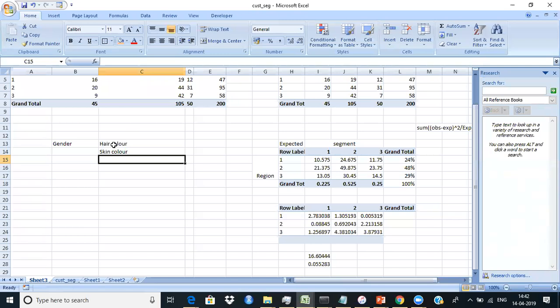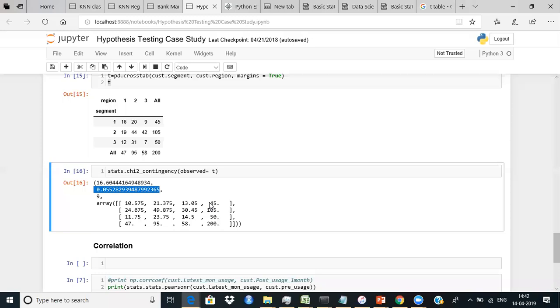This is not a general knowledge question. Let's say I ask you if gender is related more with hair color or more with skin color. The way you can answer that question is you do two chi-square tests, right? And whichever test statistic is higher, it means they are more related, right? Higher means observed and expected are more different, which means your distribution is more different from the random distribution or from the independent distribution. Make sense? Okay.